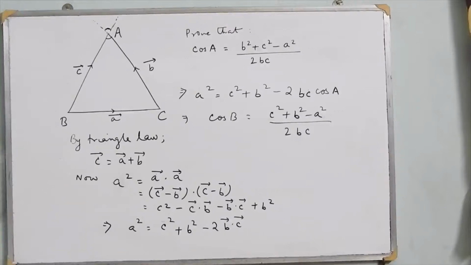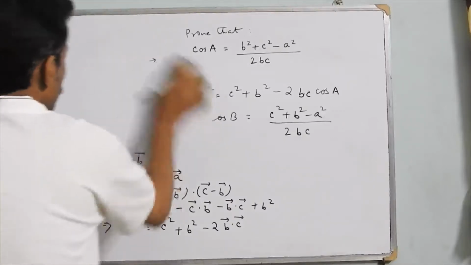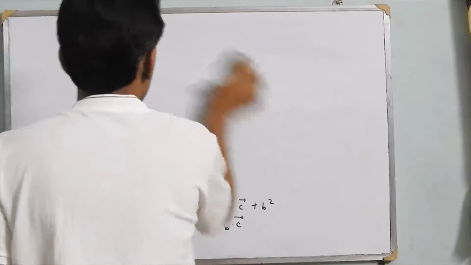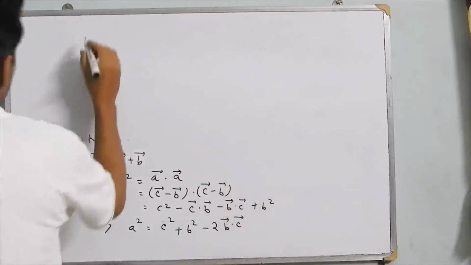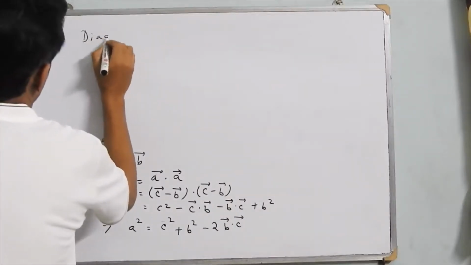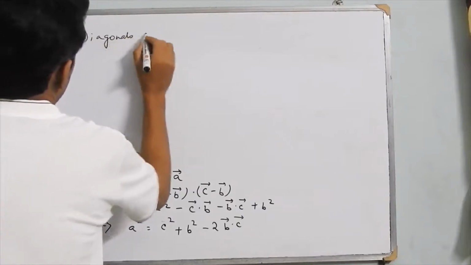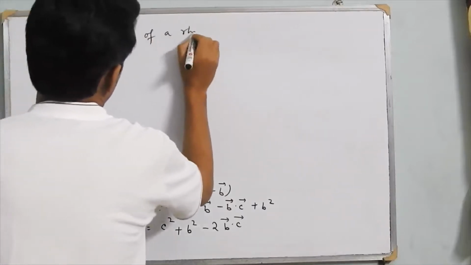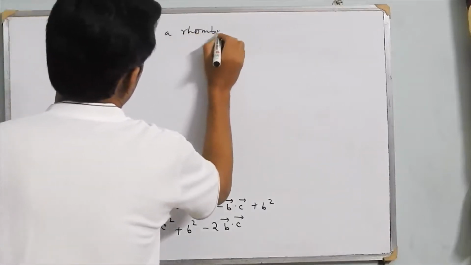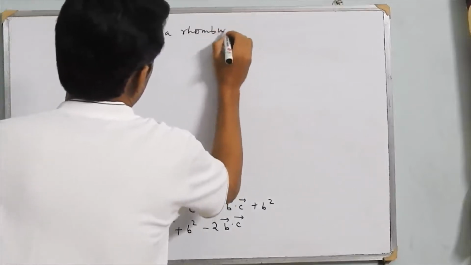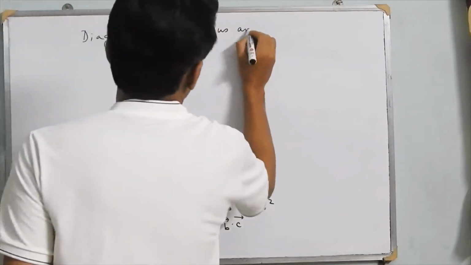Let me prove another geometric application. Suppose it is required to prove that the diagonals of a rhombus are perpendicular to each other. So you can prove that also. So the question is, show that diagonals of a rhombus are perpendicular to each other.